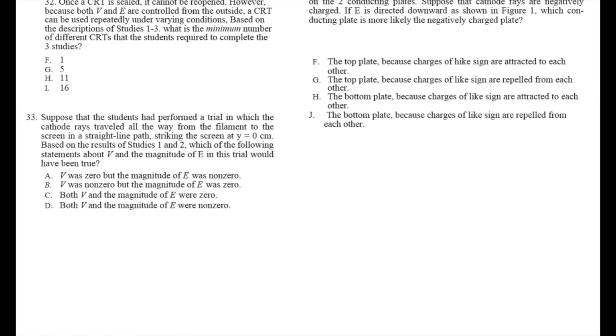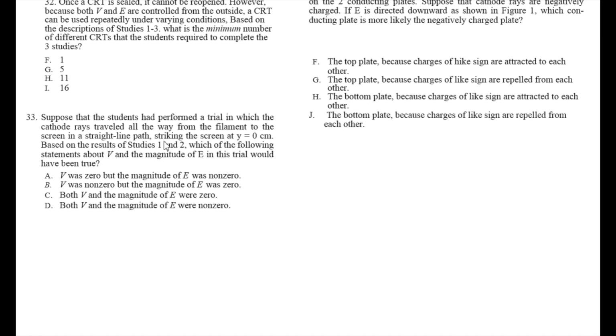Question 33 asks, suppose that the students had performed a trial in which the cathode rays traveled all the way from the filament to the screen in a straight line path, striking the screen at y equals 0 centimeters. Based on the results of studies 1 and 2, which of the following statements about V and the magnitude of E in this trial would have been true? Alright, so we're looking for info about V and E.